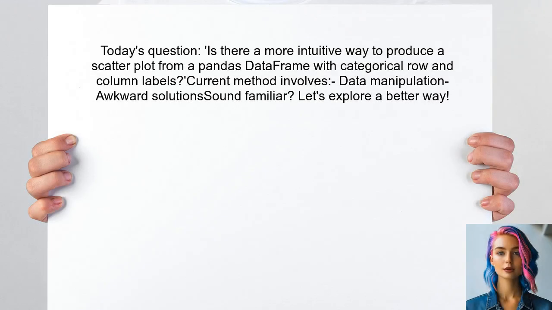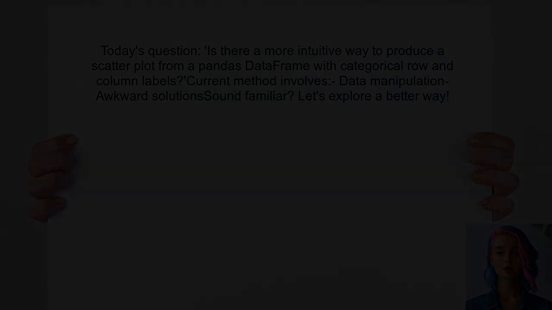Here's the specific question we're addressing today. One user asked, is there a more intuitive way to produce a scatter plot from a Pandas data frame with categorical row and column labels? They shared their current method, which involves a lot of data manipulation. Sound familiar? Let's explore a better way together.